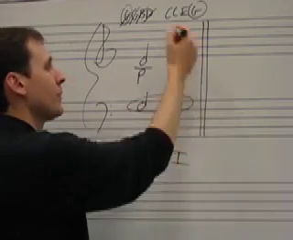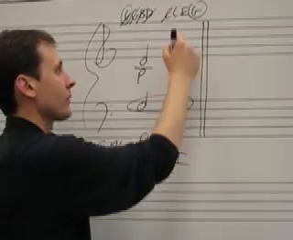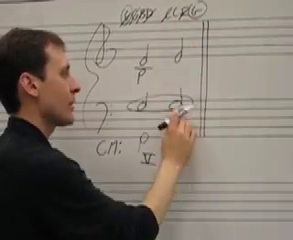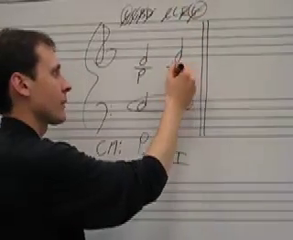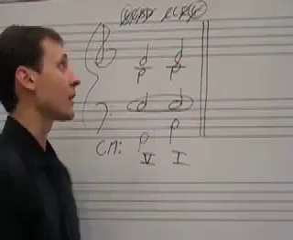Bass note has C, soprano has E, and now the tenor voice has G, which means that the alto voice is going to have the C.